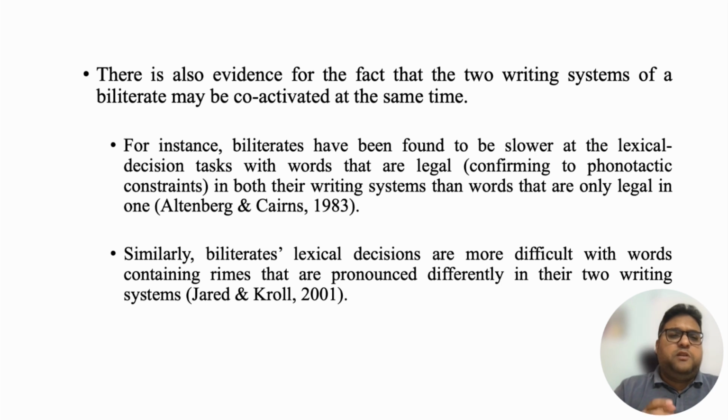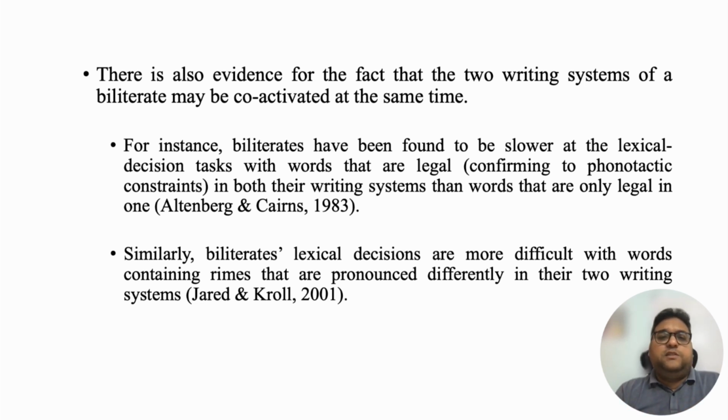Finally, there is also evidence that the two writing systems of a biliterate may be co-activated at the same time. Again, we have talked about co-activation several times in this course, and we know that both writing systems are active at the same time because they are both available for consideration, they are both available for being read aloud, and so on.